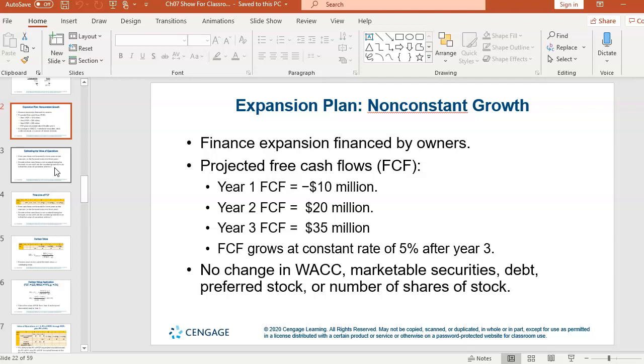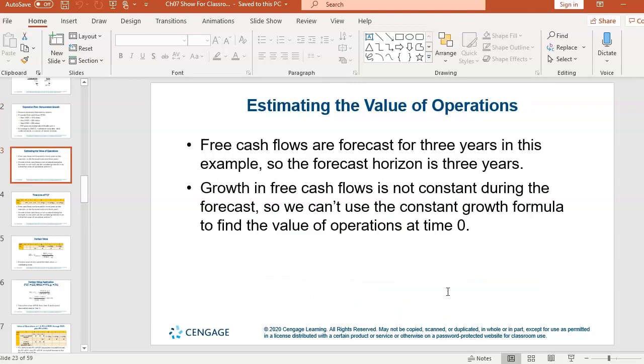In year two, it goes to 20, then 35, and so on. And then at some point, we generally have to come up with a growth rate. So we're going to predict that in years 1, 2, 3, there's not a constant growth rate. There's going to be an irregular pattern. But then we're saying after year 3, we would expect a 5% growth rate. And it says here in this example, we're going to keep the WACC the same at 11, marketable securities, debt, preferred stock, and number of shares of stock, all the same from the previous example we just looked at.